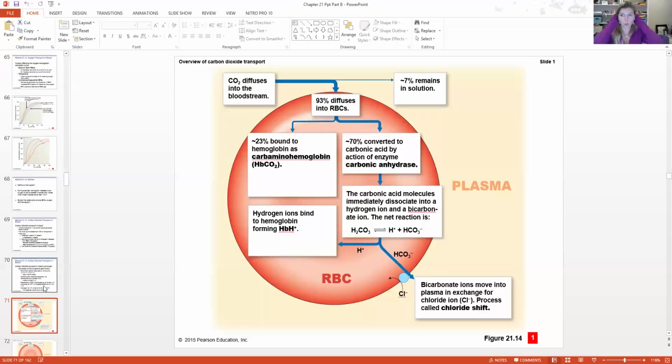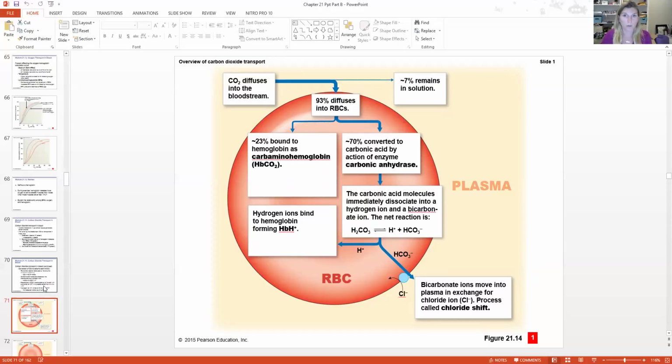So here's the whole kit and caboodle when it comes to how carbon dioxide acts in the blood. Small percentage dissolves. The majority of it goes into the red blood cells. Some of it binds to hemoglobin, forms carbaminohemoglobin. The majority of it is converted by carbonic anhydrase into carbonic acid. Carbonic acid dissociates, forms a bicarbonate.